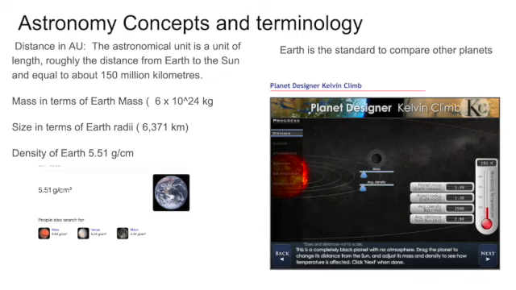Some concepts that will help you be successful in the lab are the terms of astronomical unit. You may be familiar with the AU. It is simply one Earth distance to the sun, 150 million kilometers, but it's much simpler to compare all of our planets to this distance. We're also going to compare the mass of the planet in terms of Earth mass and the radius in terms of Earth radii.